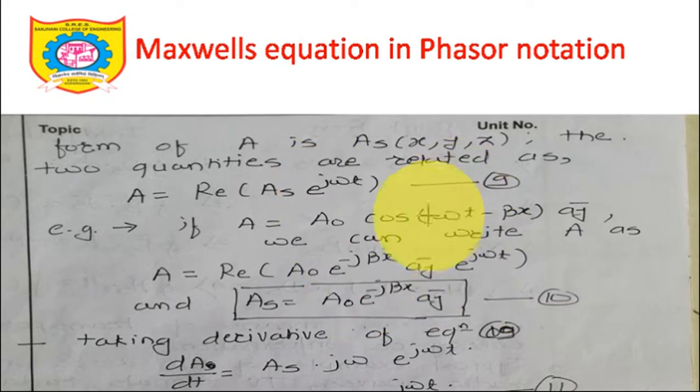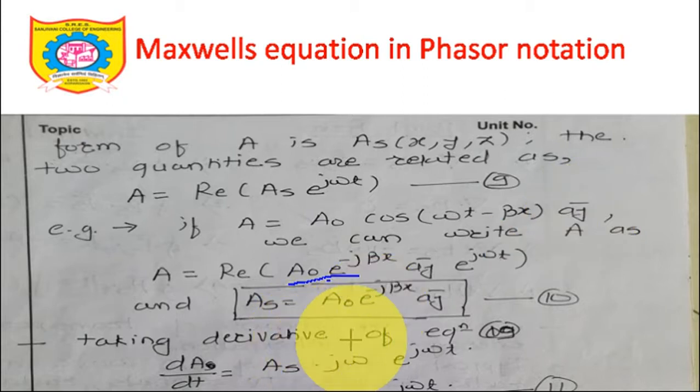If I want to represent this cos of (omega t minus beta x) in the phasor form, I take the real part of A0, since it is cos, with the magnitude as it is. So I can represent this as e raised to j omega t into e raised to minus j beta x. But I need to exclude everything except e raised to j omega t, and what is left is A0 e raised to minus j beta x, and this term I am going to call A_s, and this a_y bar also.